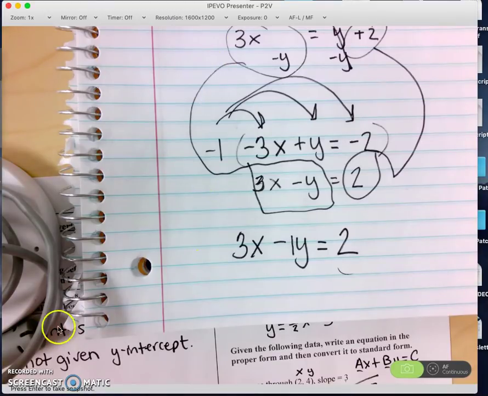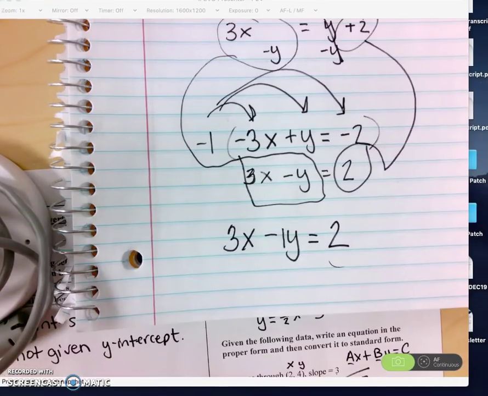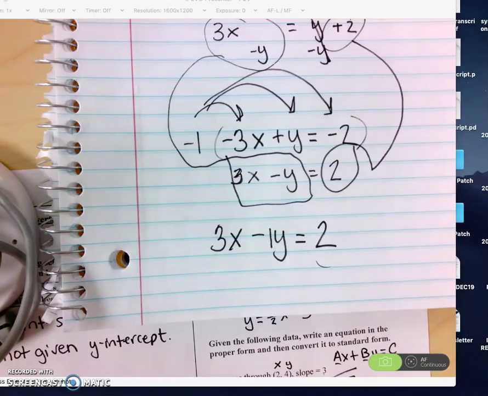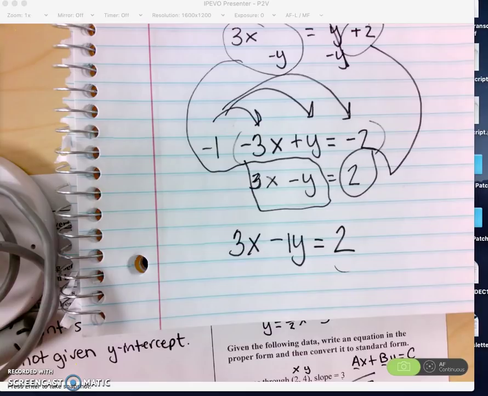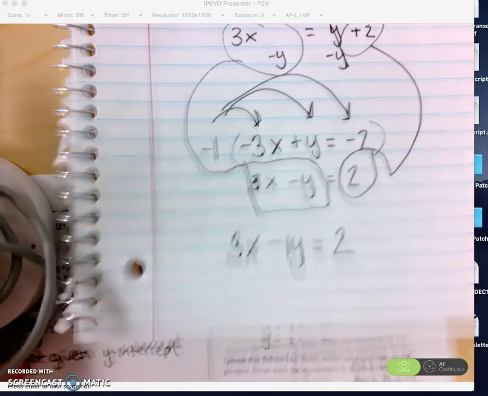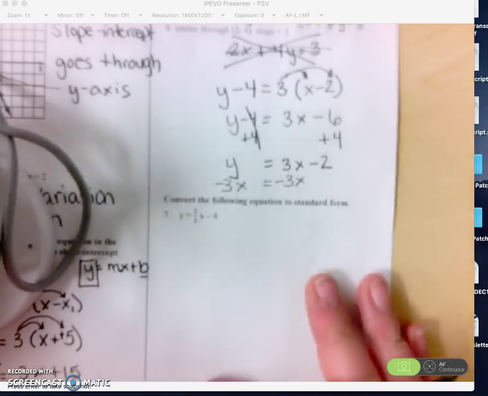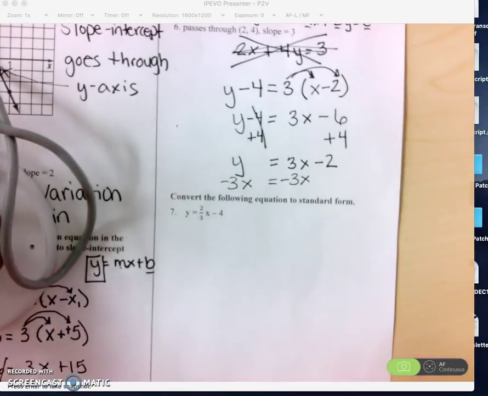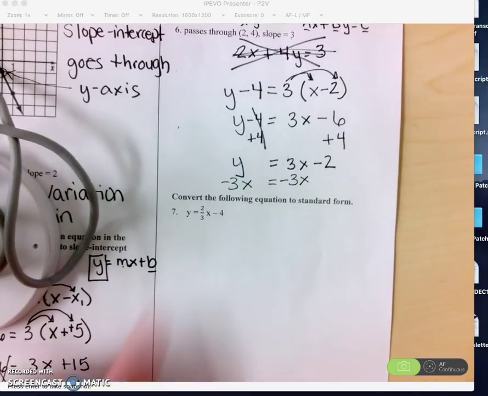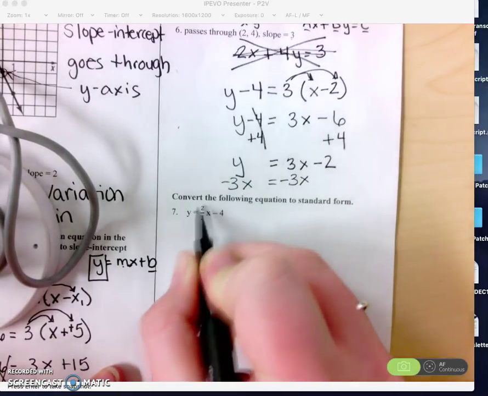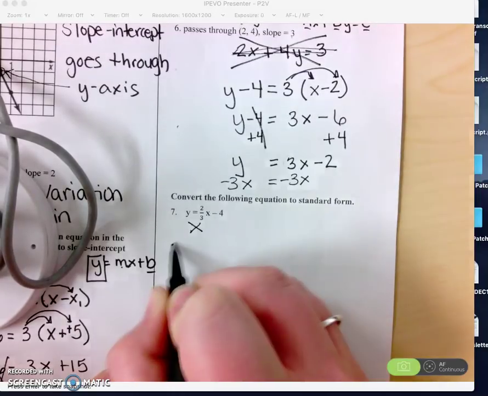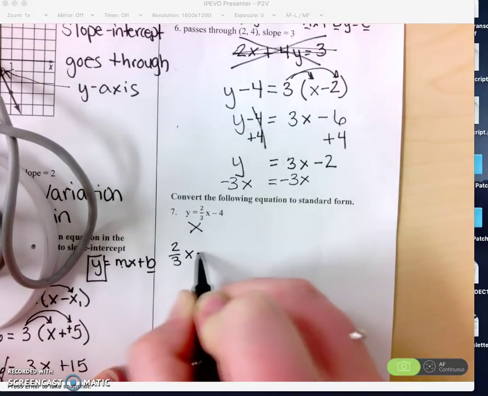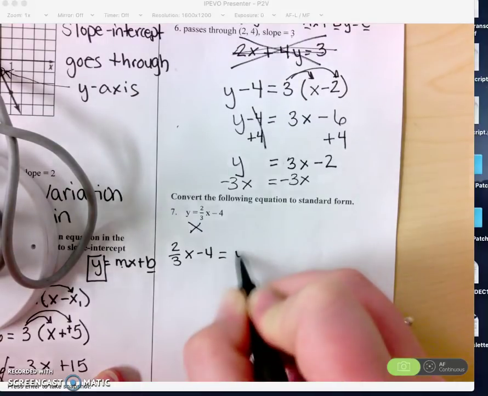Let's see. Ooh, getting low on time. All right, let's do one more. Convert the following equation to standard form. Standard form again is ax plus by equals c. So here, because I have a positive x, I'm just going to switch the sides. So I have 2/3 x minus 4 equals y.